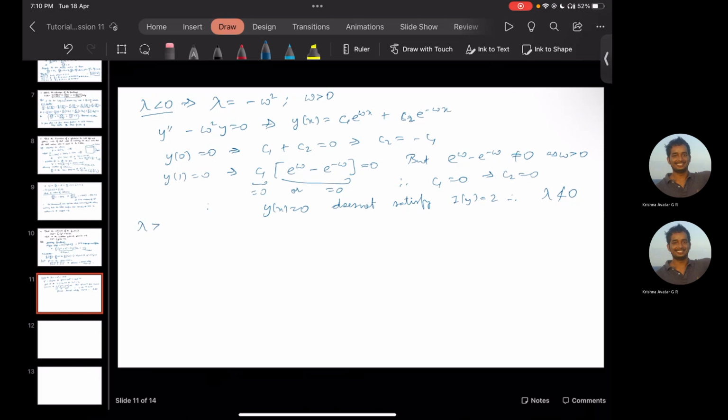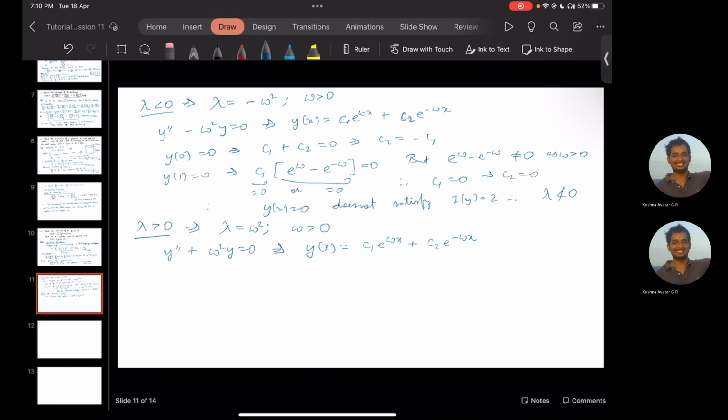So the only condition we have is that lambda is greater than 0. And this implies that lambda is equal to omega squared, and omega is greater than 0, is it not? And then what we'll have is y double prime plus omega squared y is equal to 0. And this implies that y of x is equal to c1 e to the power omega x plus c2 e to the power minus omega x.